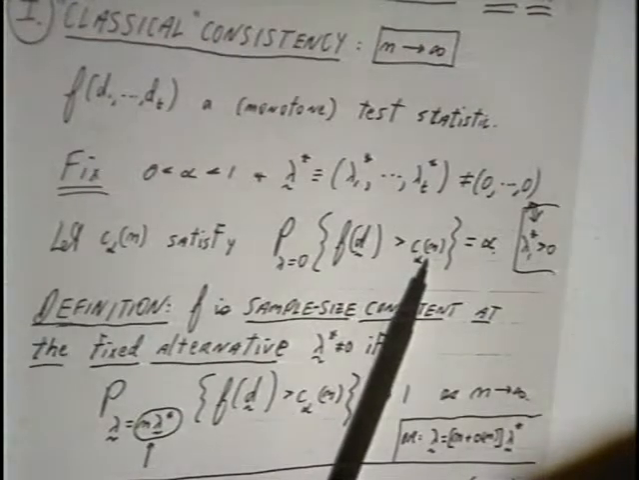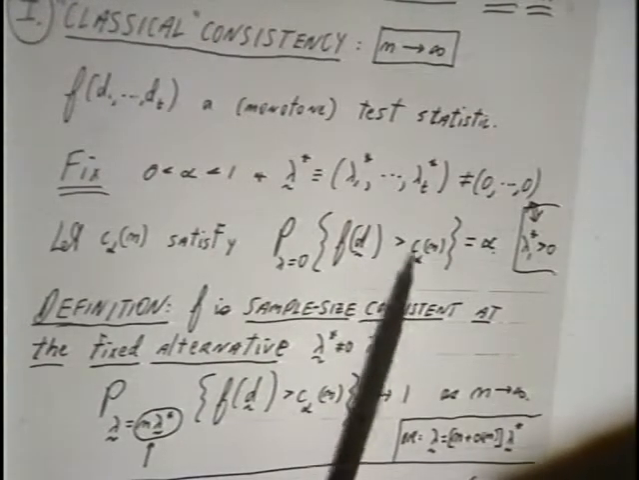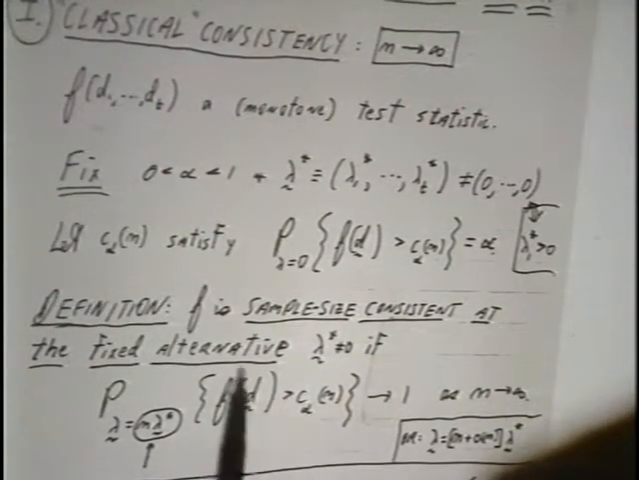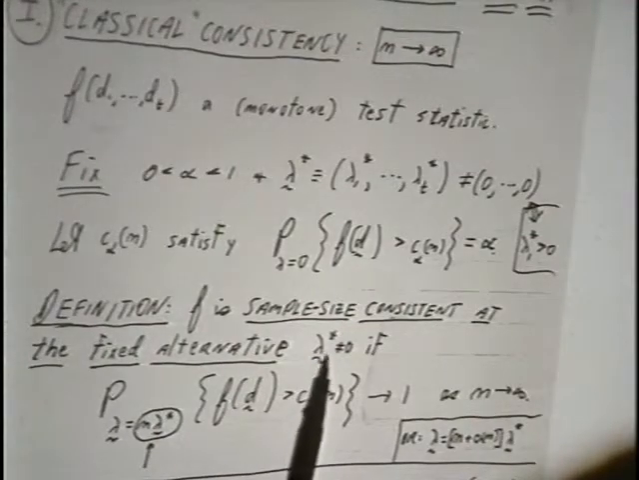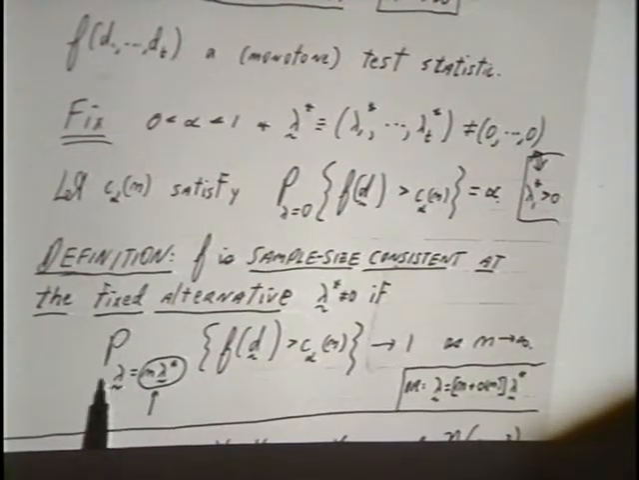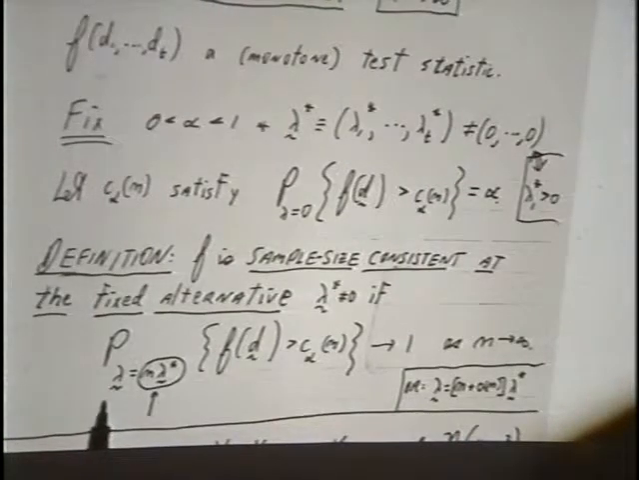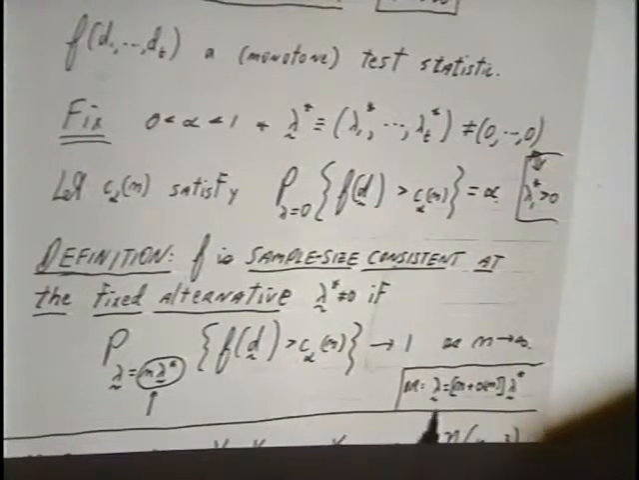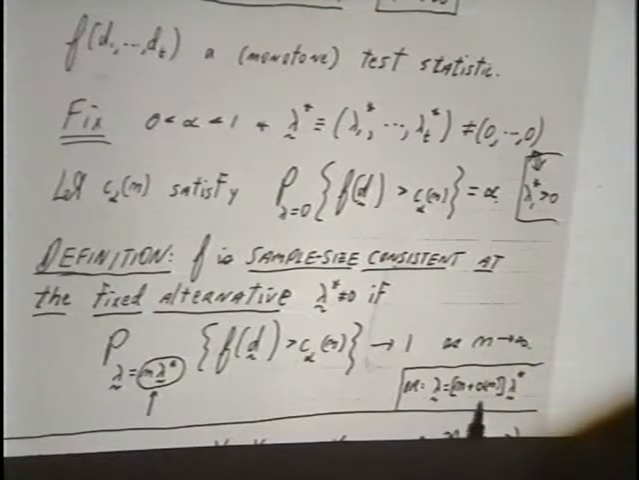N, the degrees of freedom of the Wishart matrix S, which was YY transpose, essentially plays the role of a sample size. F is sample size consistent at a fixed alternative lambda star if for this sequence of tests, as n goes to infinity, the power at the non-centrality parameter lambda equal to n times a fixed lambda star approaches 1. More generally, we could replace n lambda star by n plus little o of n times lambda star. The motivation for that is simply this.